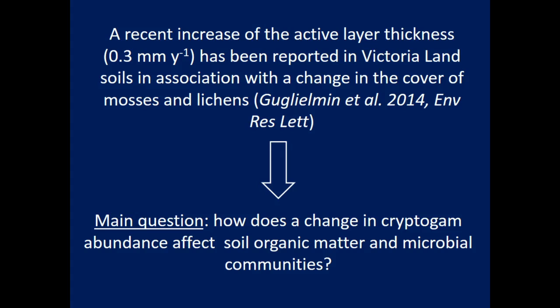So with this scientific background in mind, the idea of this study was essentially trying to answer one major question: how does a change in cryptogam abundance, first of all, drive the amount of soil organic matter that we can find in these Victoria Land soils, and how this feeds back on the microbial community.